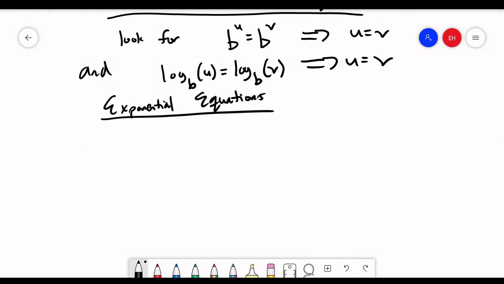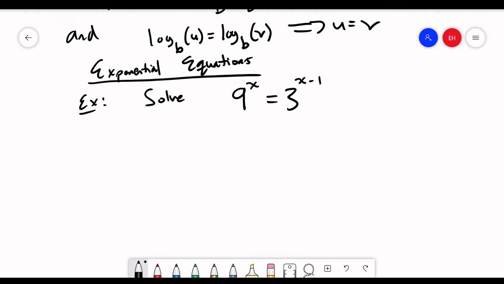Alright, so the way I'm going to do this, I'm going to go through some exponential equations, then I'm going to go through some logarithmic equations, and after all that fun, you will be able to solve any of those two types of equations. So first we have 9 to the x equals 3 to the x minus 1.